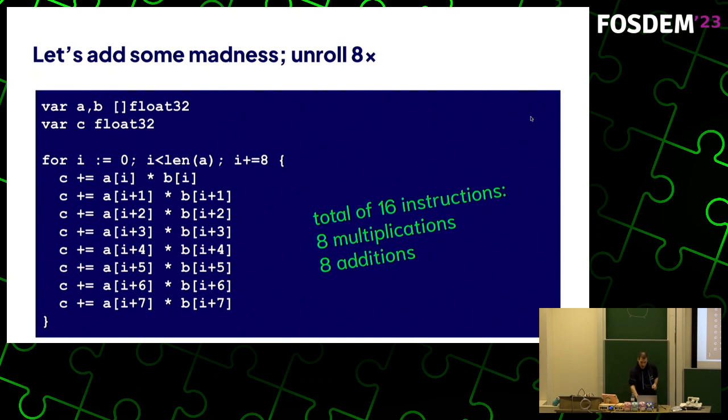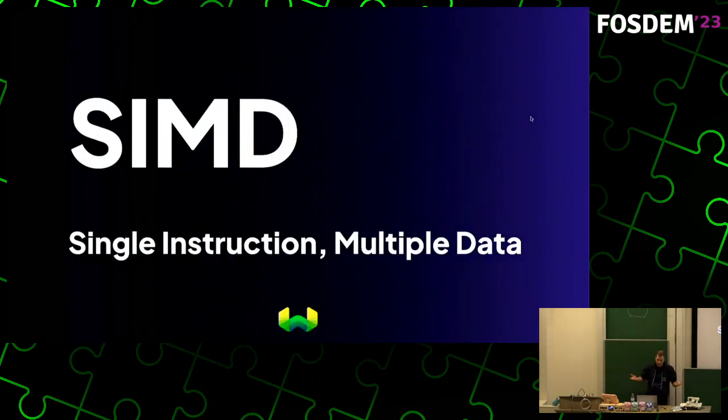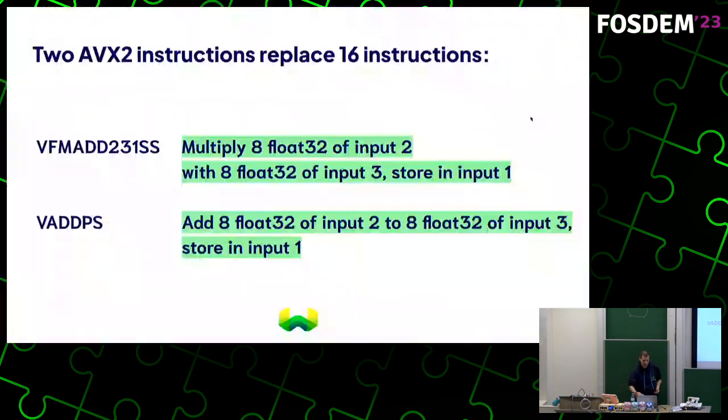But why would we do that? Well, here comes the part where I thought it was too good to be true. What if we could do those 16 operations for the cost of just two instructions? Sounds crazy, right? Well, no, because SIMD, I'm finally revealing what the acronym stands for, stands for single instruction, multiple data. And that is exactly what we're doing here. We want to do the same thing over and over again, which is multiplication and then additions. And this is exactly what these SIMD instructions provide. In this case, we can multiply eight floats with another eight floats, and then we can add them up. So all is perfect here, maybe not.